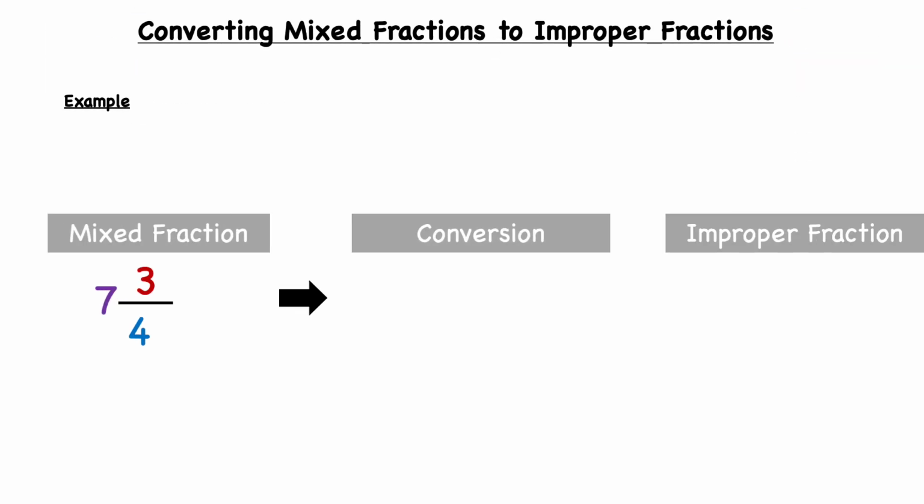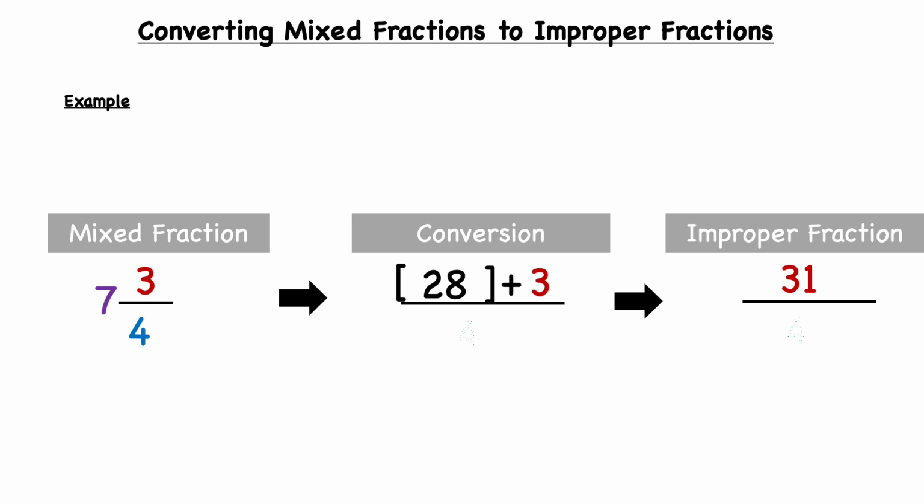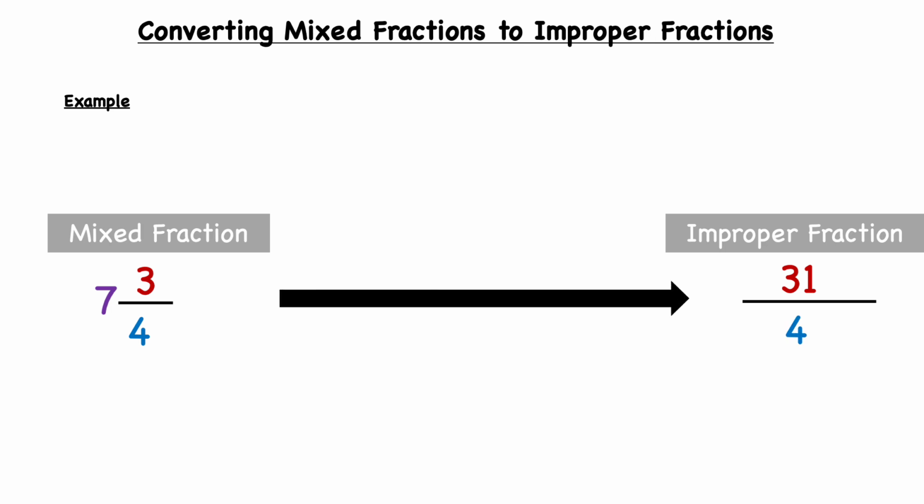Let's convert 7 and 3 over 4 into an improper fraction. First, multiply the whole number 7 by the denominator 4. 7 times 4 equals 28. Next, add the numerator 3. 28 plus 3 equals 31. Finally, keep the denominator the same, 4. So 7 3/4 is equivalent to 31 over 4 as an improper fraction.